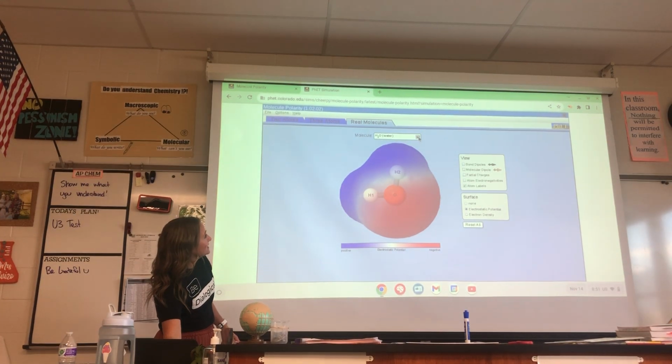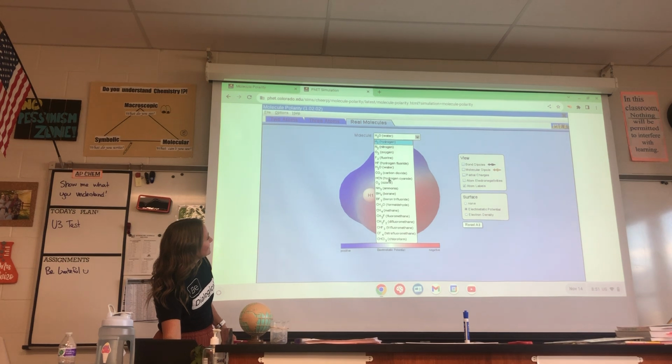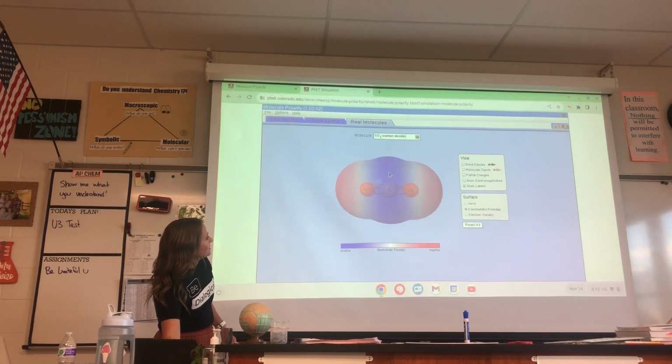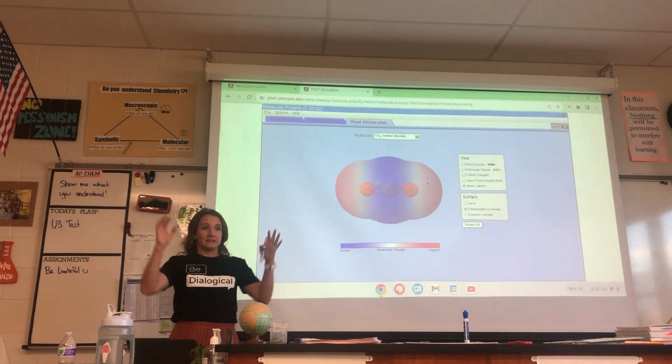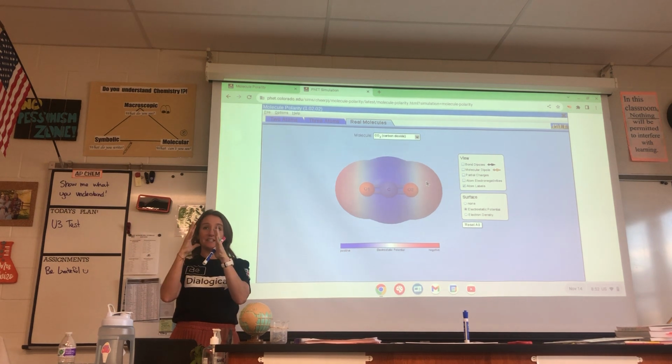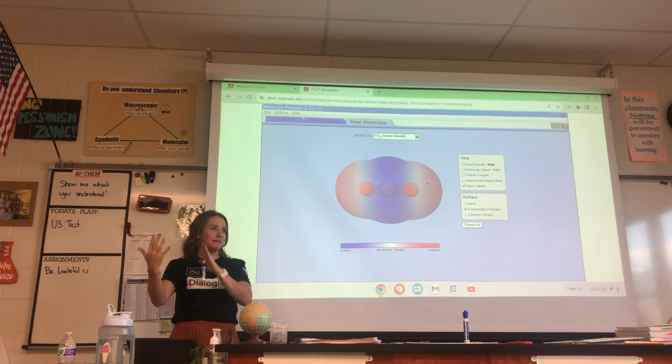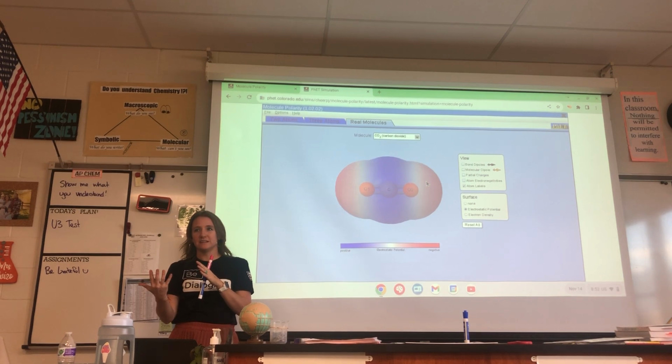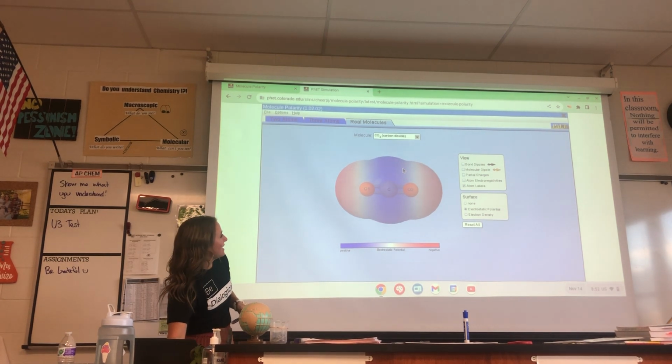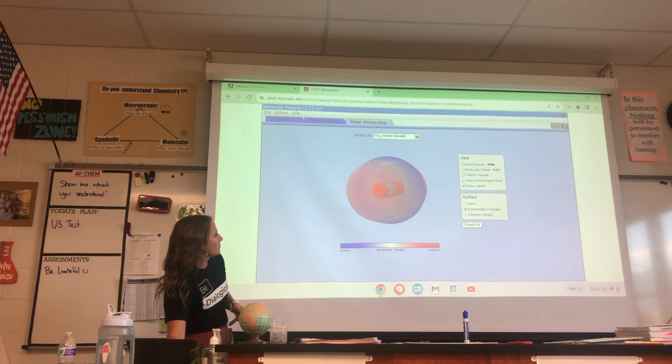Versus, let me bring up our CO2 again. So carbon dioxide here. Notice that this one, the outsides are red and the inside is blue, so that doesn't make it polar, because you need a distinct red side and blue side to be polar. Everyone see the difference there, where this one is kind of spread all around?